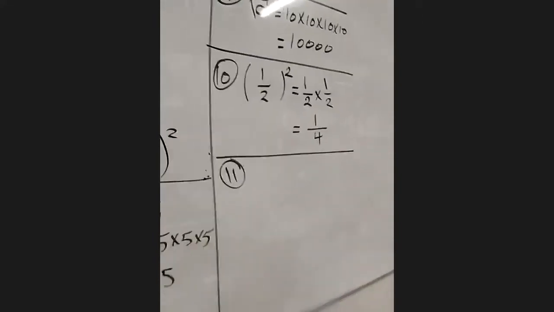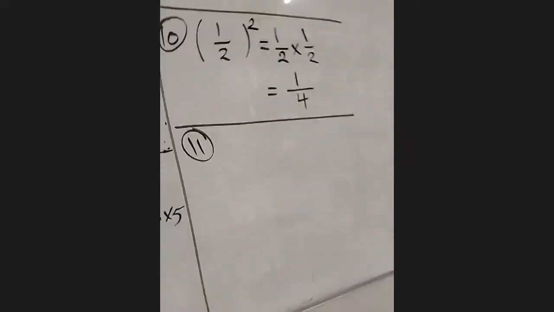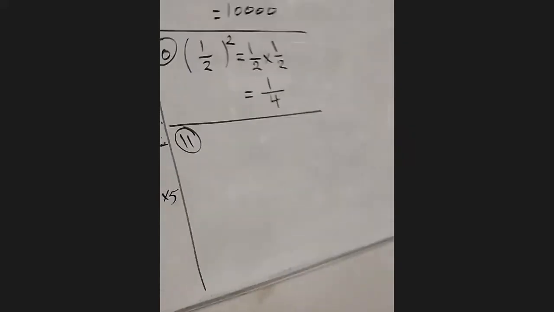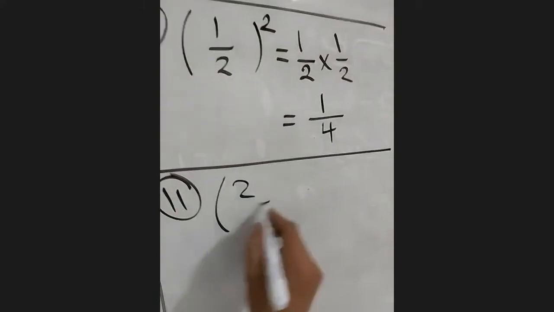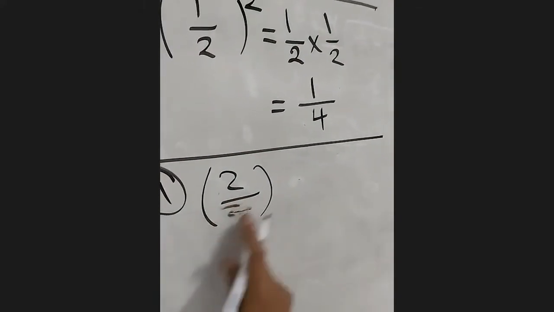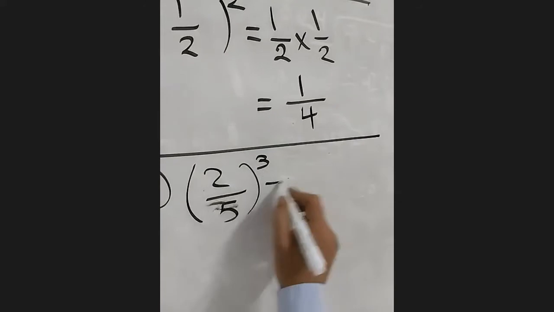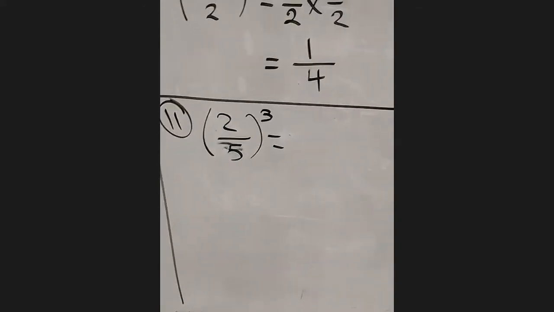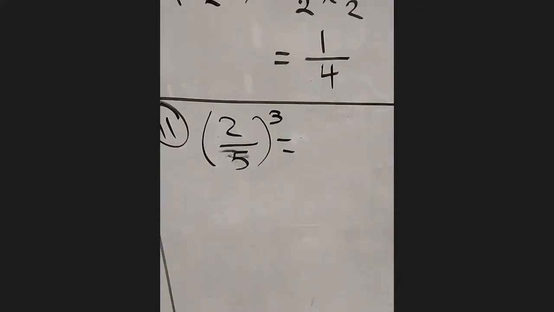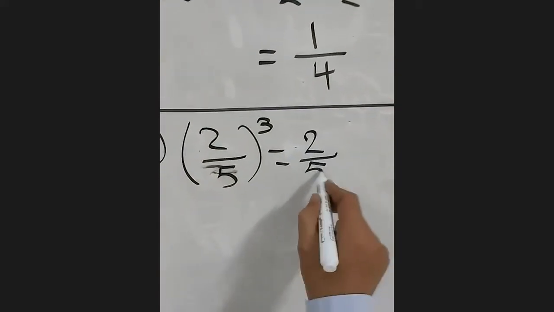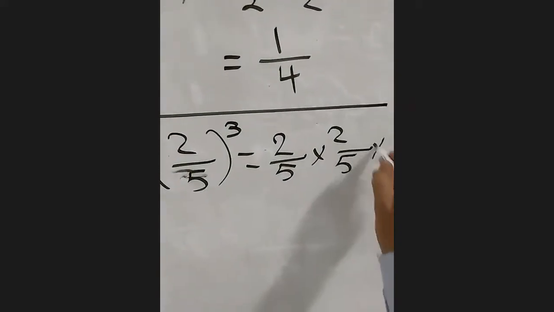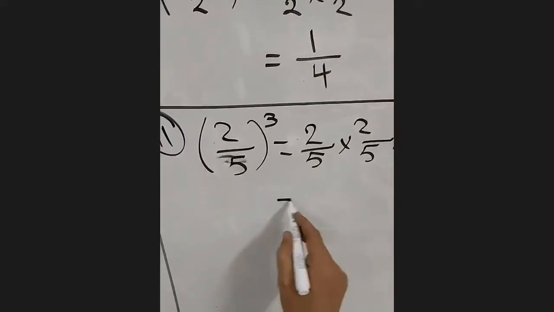Question 11. Hisham, yalla. Question 11: 2 over 5 in brackets, to the power 3. We will make 2 over 5 multiply 2 over 5 multiply 2 over 5. 2 over 5 multiplied by itself 3 times.